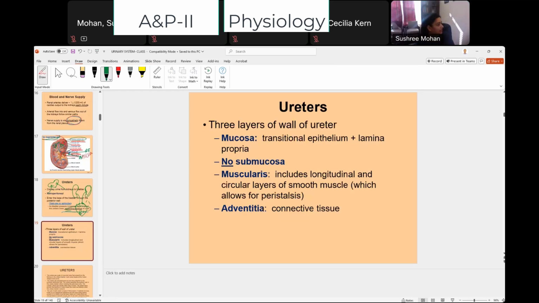What are the layers of the wall of the ureter? It has transitional epithelium. Why transitional? Because transitional epithelium always provides some space for stretching. And then a lamina propria, no submucosa. What is the muscular layer? It is longitudinal muscle and circular muscle. What it does, it helps in peristalsis, because we need some amount of peristalsis so that the urine can flow down. Now, if people have stones, then it's another story, because stones are very painful when they drop down through the ureters. Adventitia, that is connective tissue.